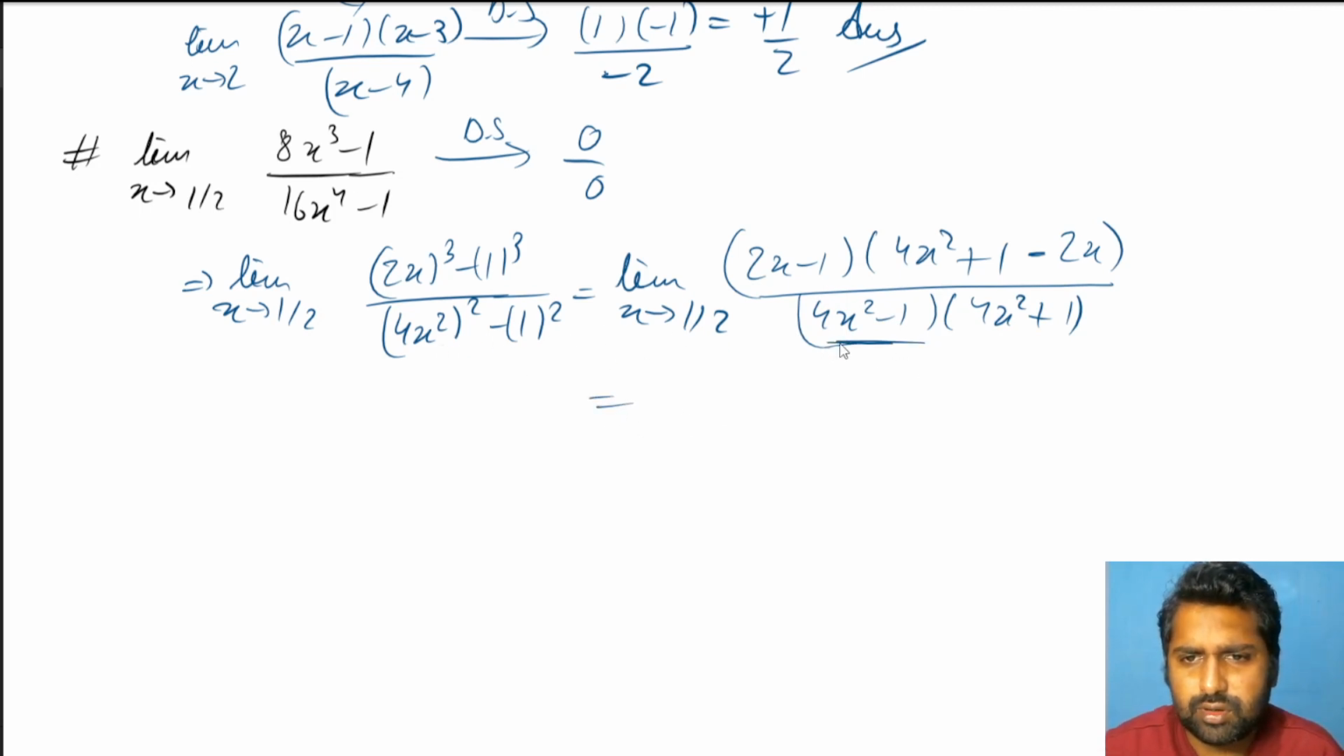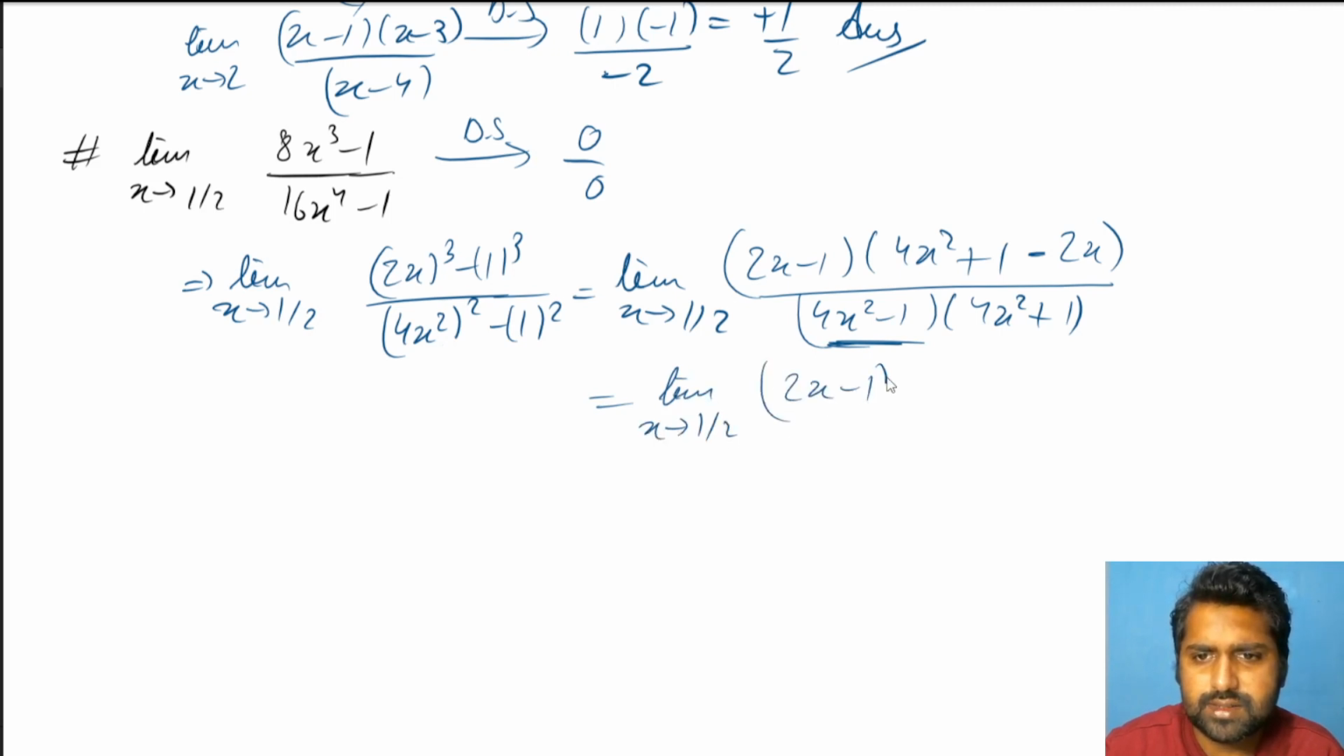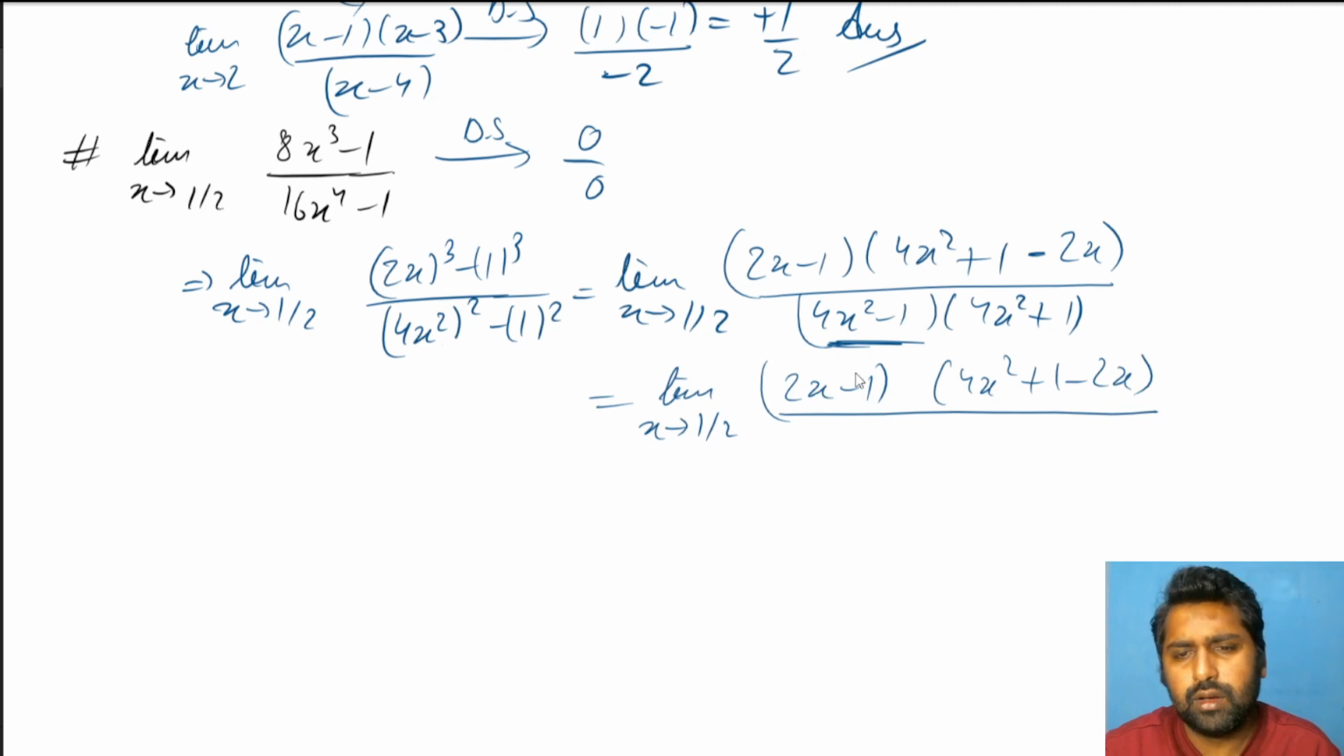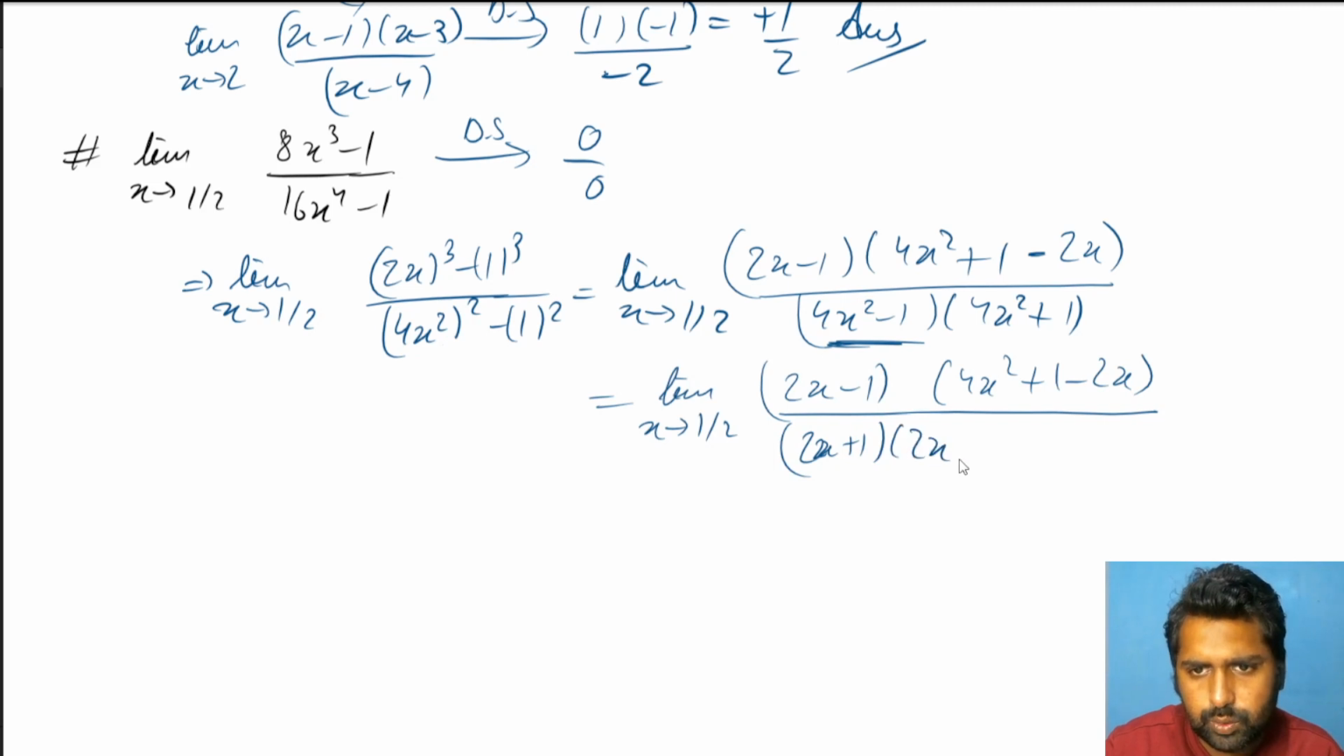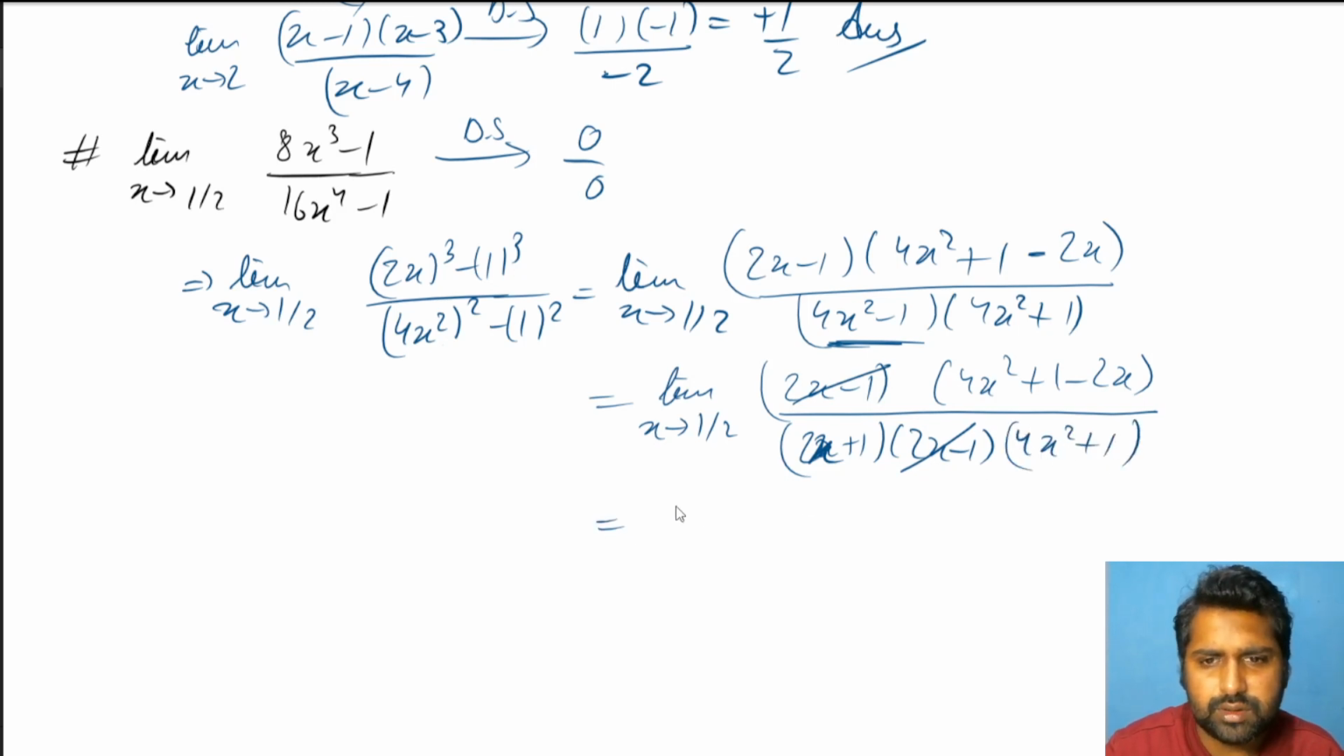It can further be solved like this one. Limit x tends to 1 by 2, 2x minus 1 as it is, 4x square plus 1 minus 2x upon this, which becomes again 2x whole square, so it becomes 2x plus 1, 2x minus 1. Okay, 2x minus 1, 2x minus 1 cancels, and after that direct substitution is valid, so I am doing the substitution directly.